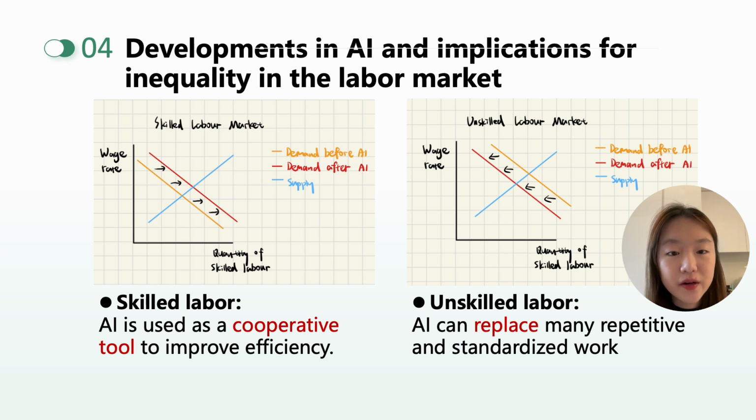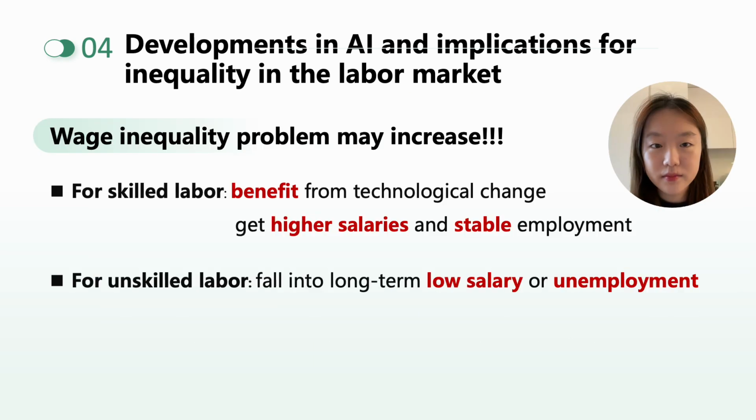But for skilled labor, AI couldn't completely substitute for skilled labor. Instead, it is used as a cooperative tool to improve efficiency. Also, skilled labor can adapt to new AI jobs quickly. In this situation, the demand for skilled labor will shift to the right. The impact of AI on different types of jobs is uneven. It can substitute low-skill, highly repetitive jobs. As a result, unskilled labor will face unemployment risks and decreasing salaries.